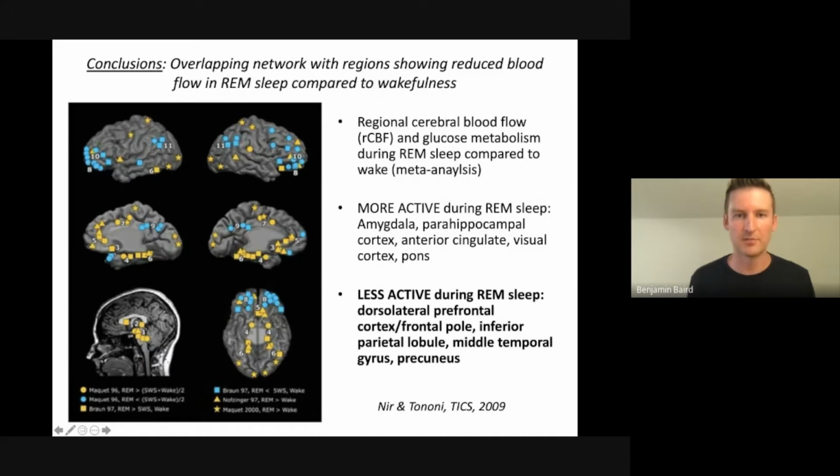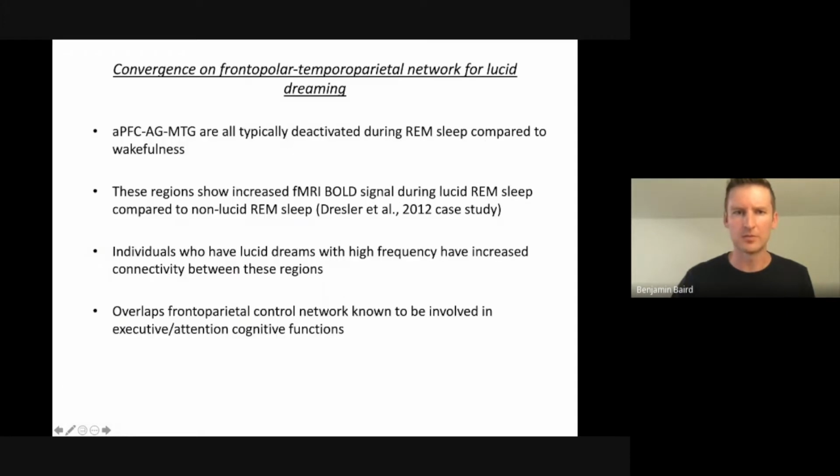And so this is a meta-analysis of studies comparing REM sleep to wakefulness. And the blue icons are showing studies which found decreased blood flow or metabolism in REM sleep compared to wake. And the orange or yellowish icons are showing regions which have increased activation in REM sleep compared to wake. And you can see that this same set of prefrontal and lateral parietal and middle temporal gyrus, as well as medial parietal regions, tends to have suppressed activity during REM sleep dreaming compared to wakefulness. Whereas a number of other regions show increased activity. And so that's interesting because it converges in an interesting way with the other results.